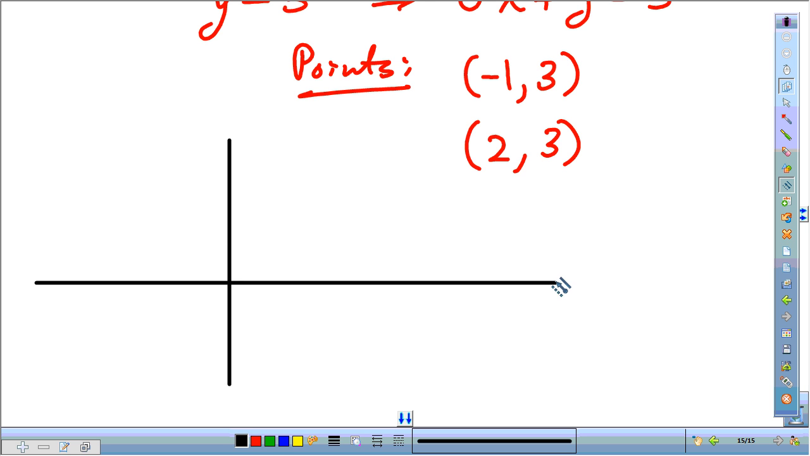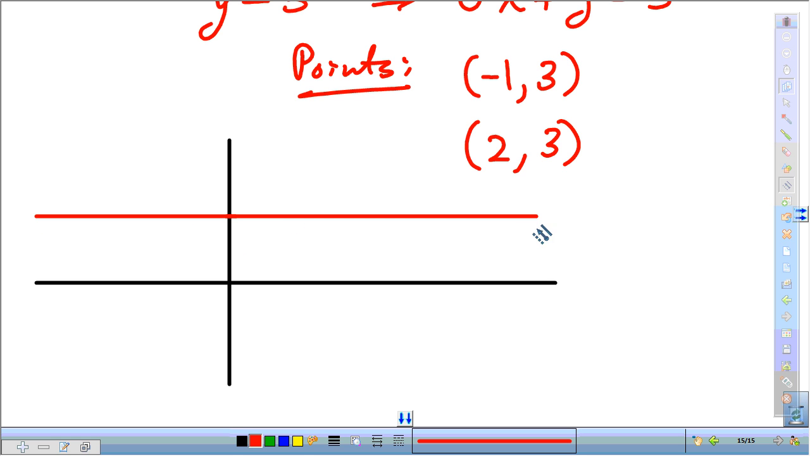And so for every point, the y value is 3. So we see a straight line of height 3 always. And so the slope is 0. It doesn't go up or down. No rise for any run.